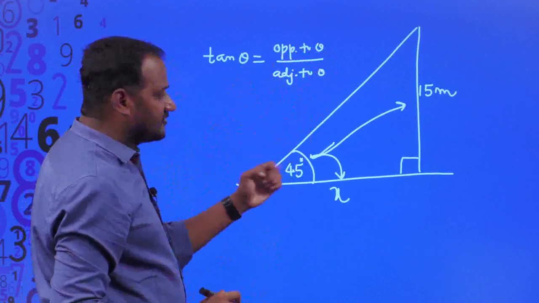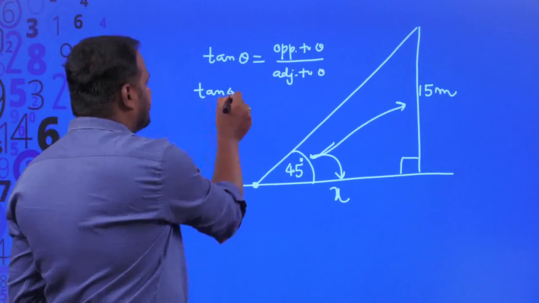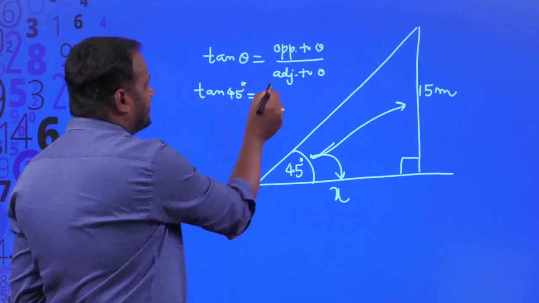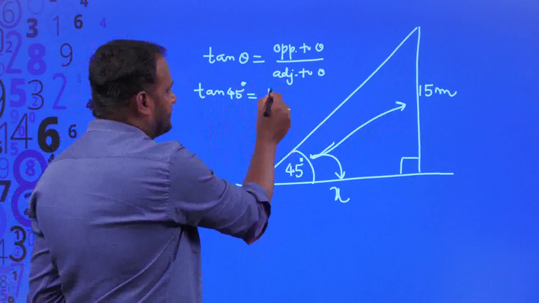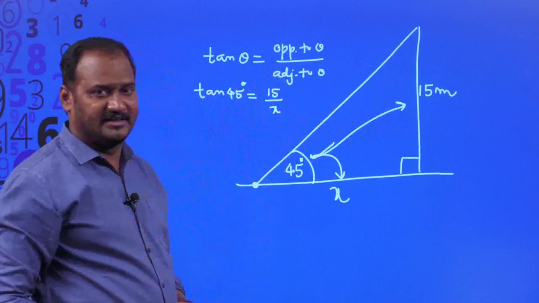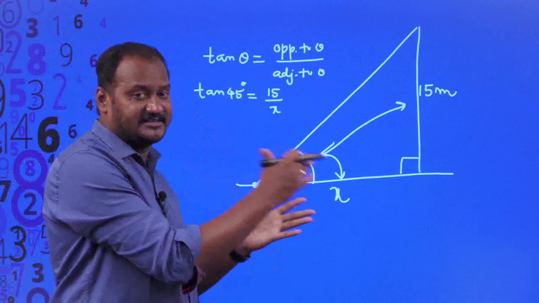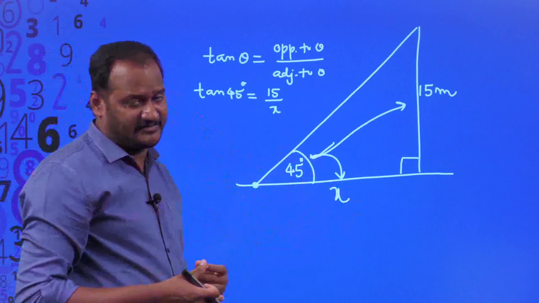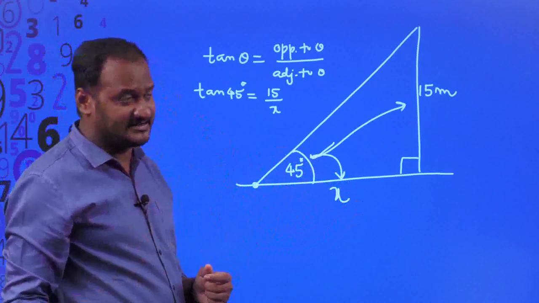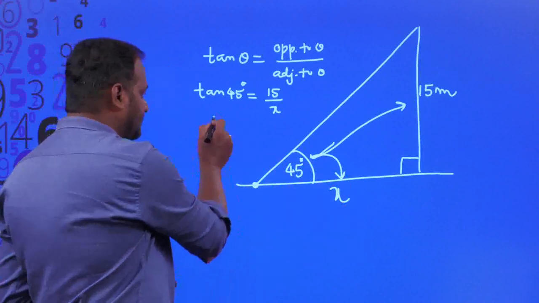Here, theta is equal to 45 degrees. So, tan 45 degrees, because theta is equal to 45, is equal to the side opposite to theta, that is 15 meters. We don't know the side adjacent to theta, that is x. But we should know the value of tan 45. Of course, after this class, we'll definitely discuss what tan 45 degrees is. But beforehand, I am telling you the value of tan 45 is equal to 1.